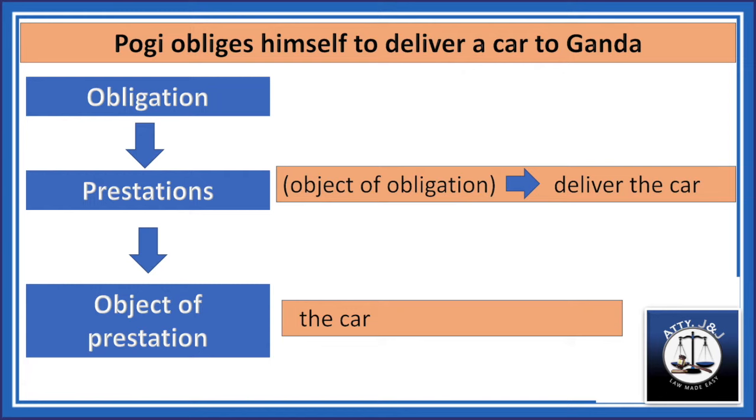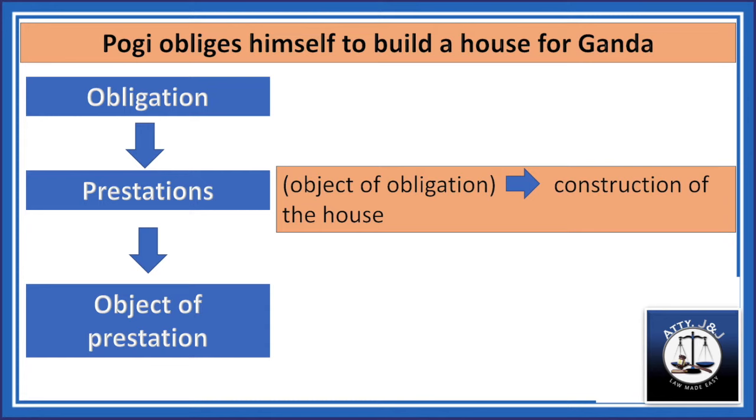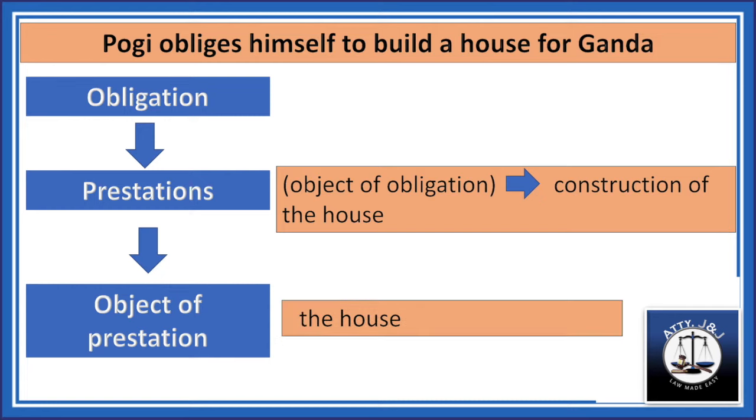Okay? Malinaw? Ito, another example. If Pogi obliged himself to build or construct a house for Ganda, pag ganito, yung obligation is yon. Yun na yung obligation: yung obligation ni Pogi to contract or build a house for Ganda. Yung prestation or yung object ng obligation is yung pag-build or yung pag-construct ng house para kay Ganda. Tapos, yung house mismo, siya yung object ng prestation.